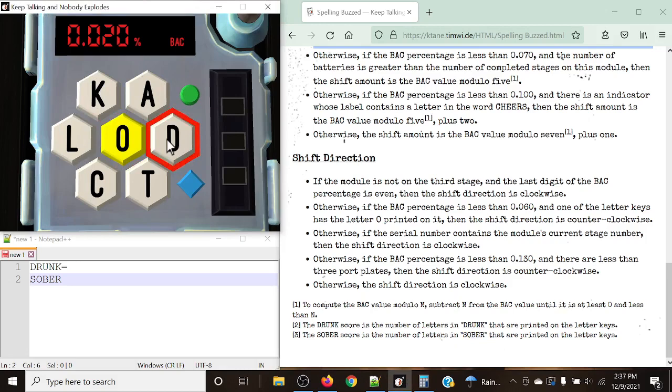We don't have a Romeo, we don't have a Uniform, we don't have a November, but we do have a Kilo too. So we have D and K. So that drunk score is going to be 2. Now for sober, we need to look for Sierra, Oscar's present, Bravo, Echo, and Romeo. The sober score is only going to be 1. So that's what the difference is.